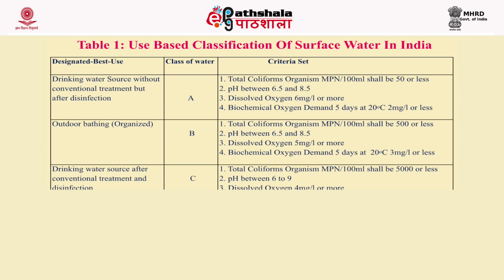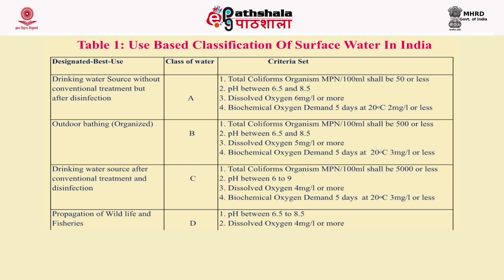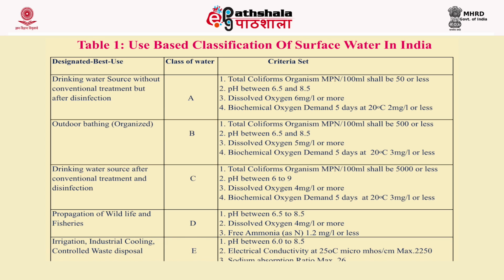Like, drinking water source without conventional treatment but after disinfection should be classified into class A. The criteria are: total coliform organisms shall be 50 or less than 50, pH should be between 6.5 and 8.5, dissolved oxygen should be 6 mg per liter or more, and the BOD should be 2 mg per liter or less than that. Similarly, different classes of water have been classified.